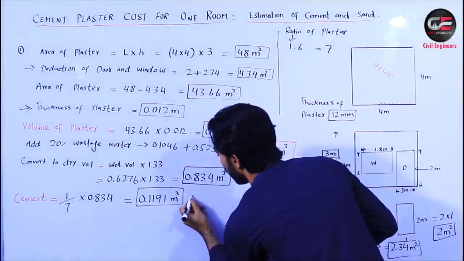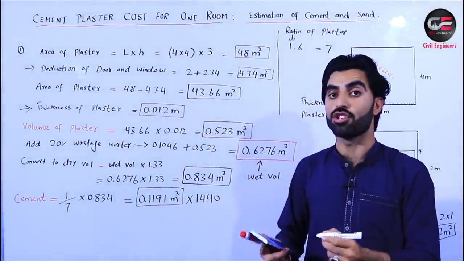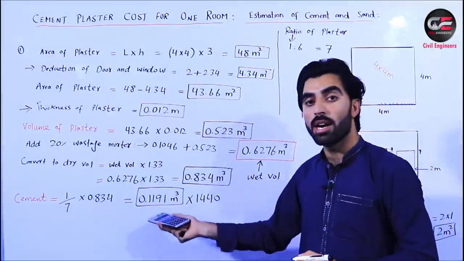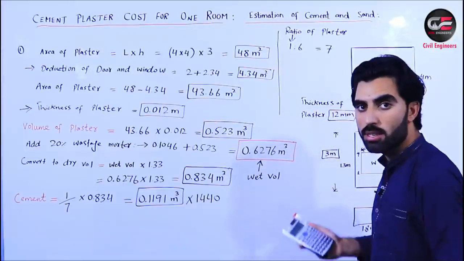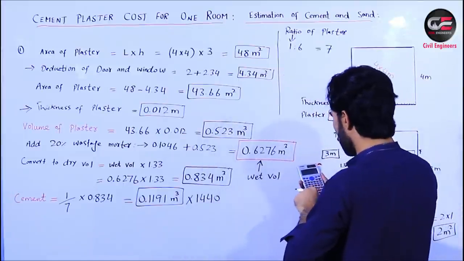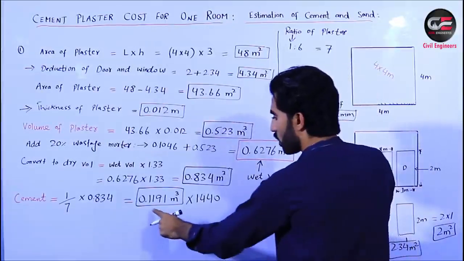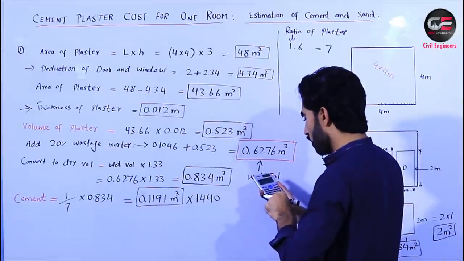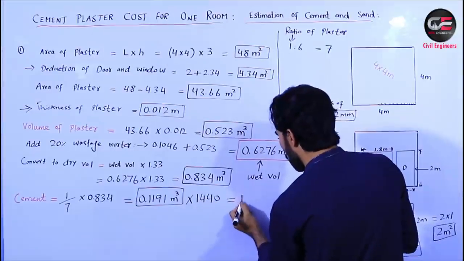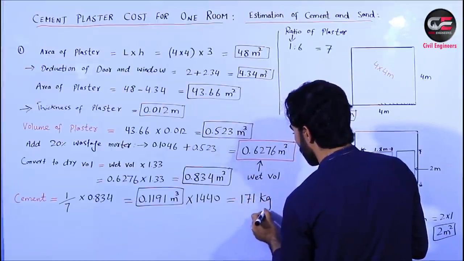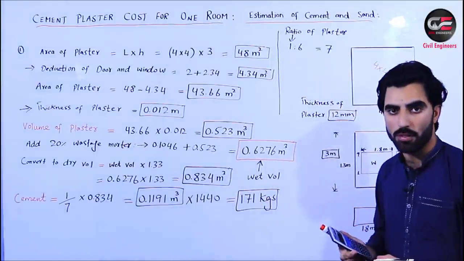Now guys, we will multiply it by 1440 kg, because the density of cement is 1440 kg per meter cube. Now we convert this volume to kg, to see how much cement is required for this plaster to cover this room. So 0.1191 multiplied by 1440, we require 171 kg of cement for this room.